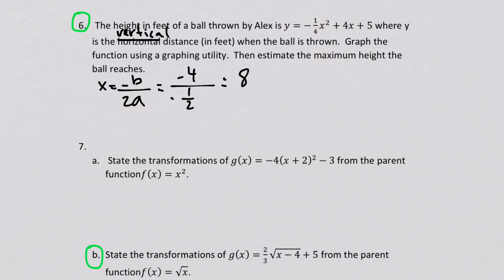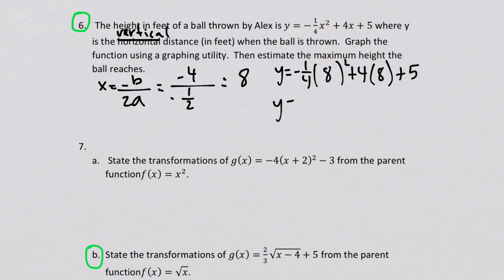And you can check that. So x equals 8. That's still not the maximum height. The maximum height is y, but that is the x coordinate of my vertex. What I'm going to do with that is plug it into my original function. Whatever I get for y, that is the maximum height, because that's where the vertex is. So let's punch it in. We're going to get y equals negative 1/4 times 8 squared plus 4 times 8 plus 5.